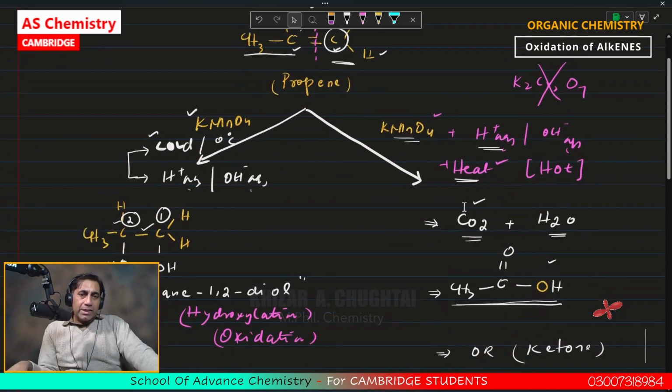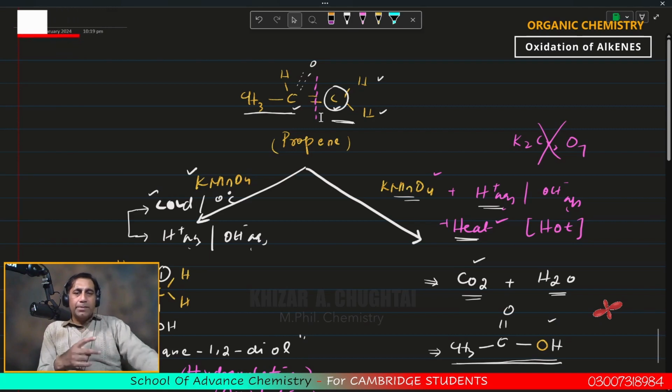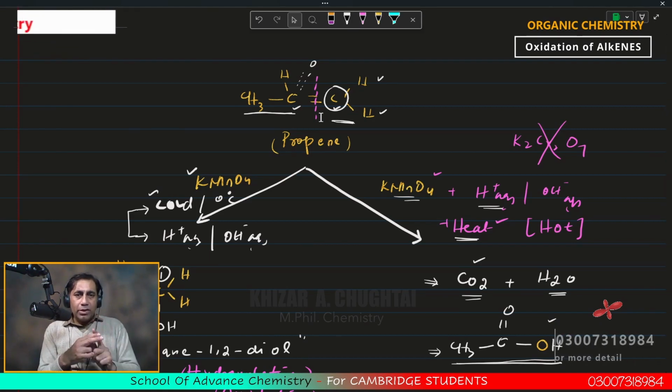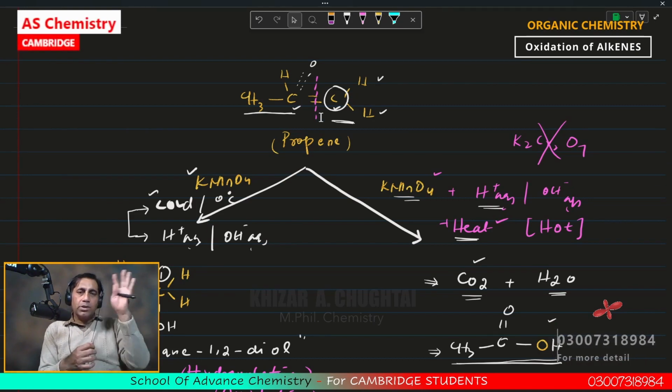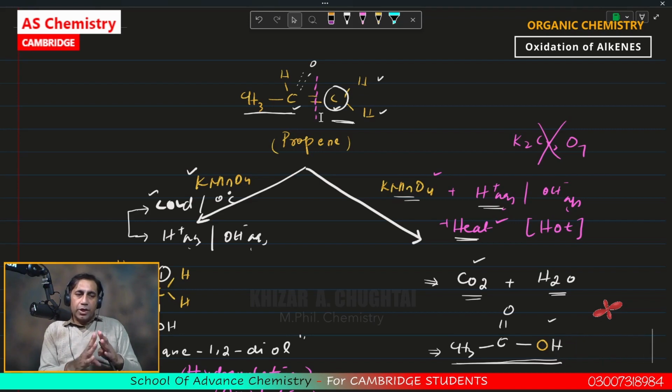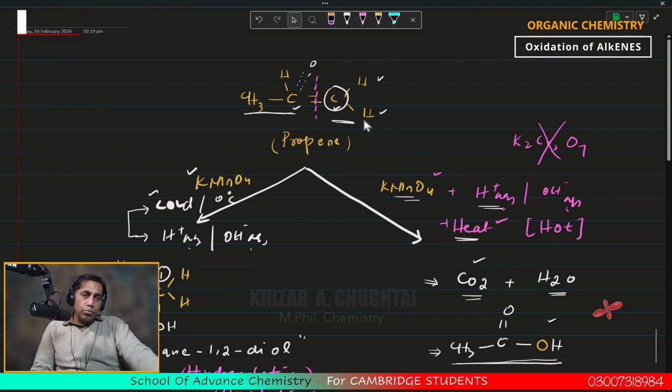If we heat with KMnO4, this is called hot condition, then both bonds are broken. Basically, a double bond is made up of two bonds: one is a sigma bond, one is a pi bond. If you heat, then at the first step both bonds are broken down, and the molecule changes into two parts from that double bond. What will happen if you have only one carbon atom? Then this carbon will change into CO2, and these hydrogens will change into H2O.